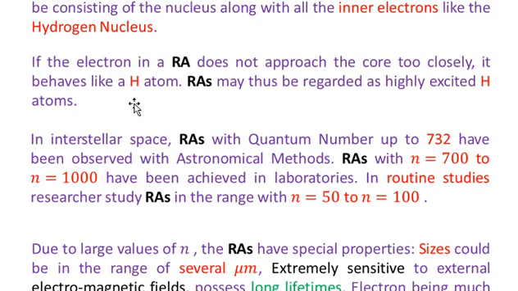But here we are assuming that the electron should come closer to the nucleus, but not as much as in the normal Sommerfeld orbits. So we say that if an electron in a Rydberg atom does not approach the core too closely, it behaves like a hydrogen atom, or as a hydrogen-like atom. Rydberg atoms may thus be regarded as highly excited hydrogen atoms or highly excited hydrogen-like atoms.